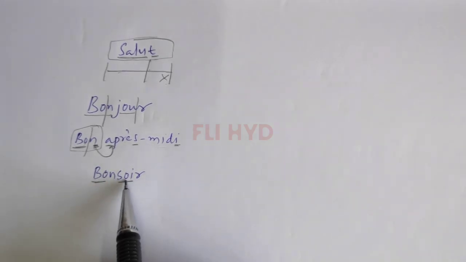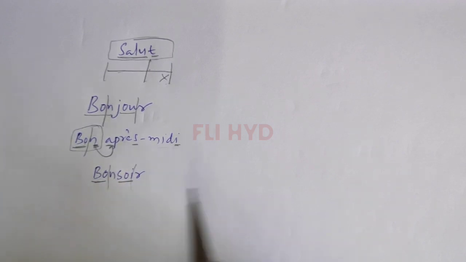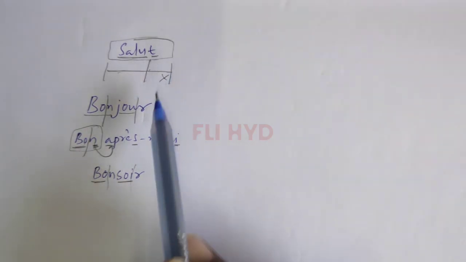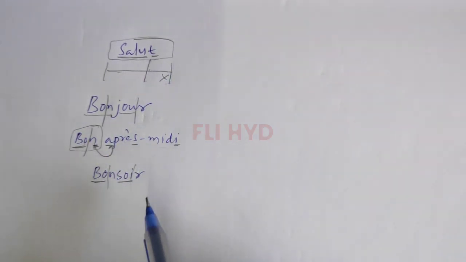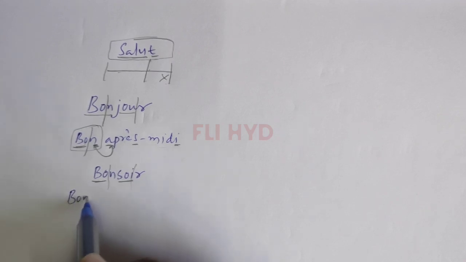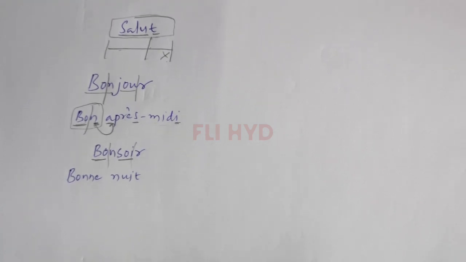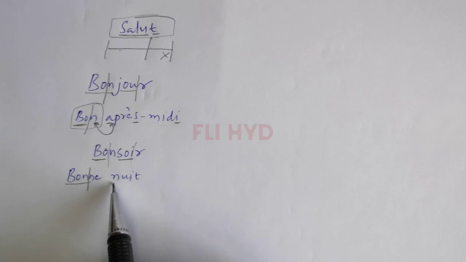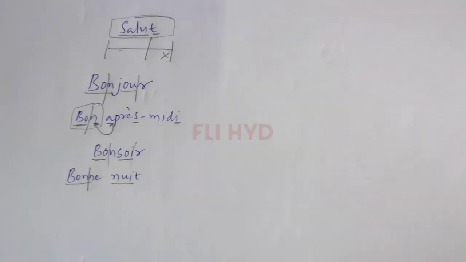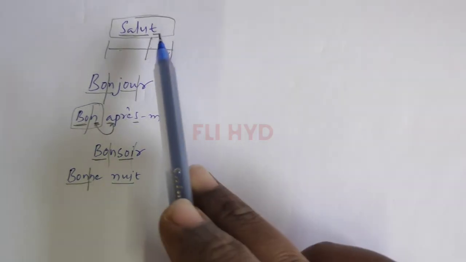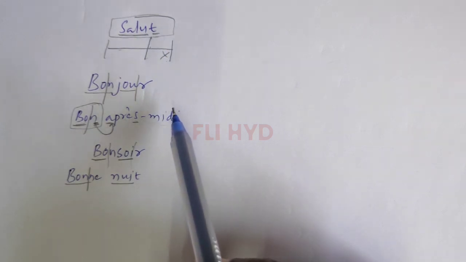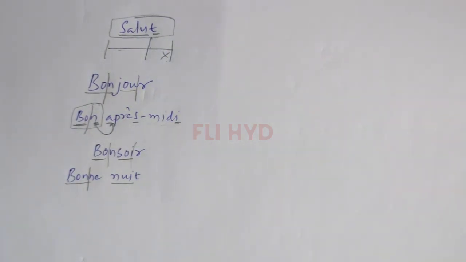So whenever this OI combination will give the sound like va. So bonsoir, good evening. Salut, bonjour, bon après-midi, bonsoir. And this is bon nuit. Bon nuit, like good night. So here we are reading till here. Bon nuit, good night. So salut, bonjour, bon après-midi, bonsoir, and bon nuit.